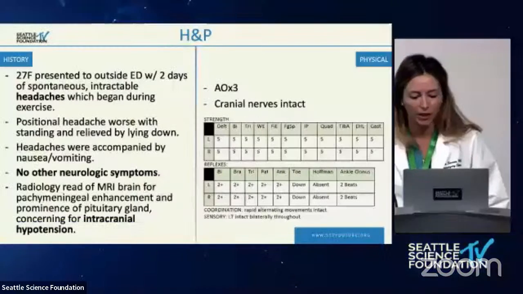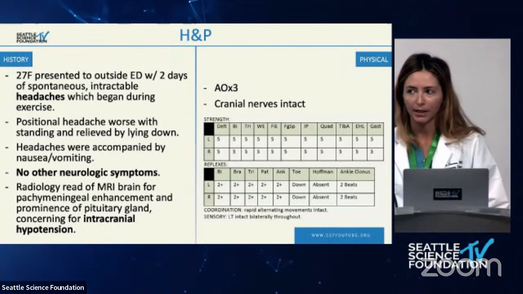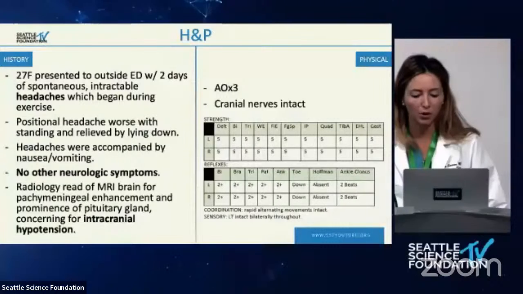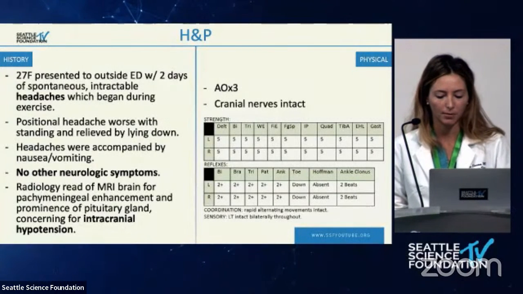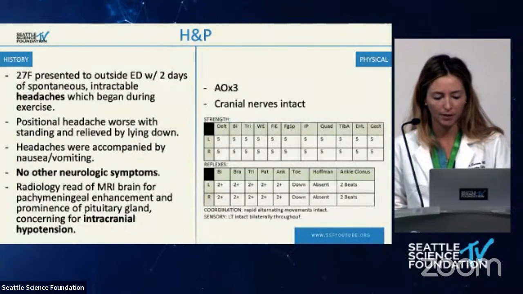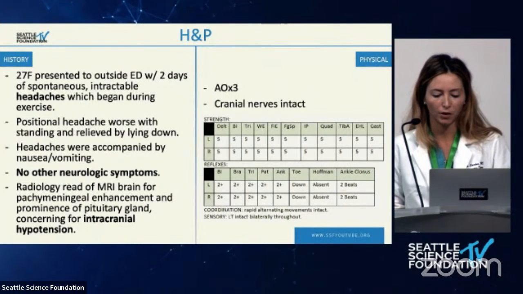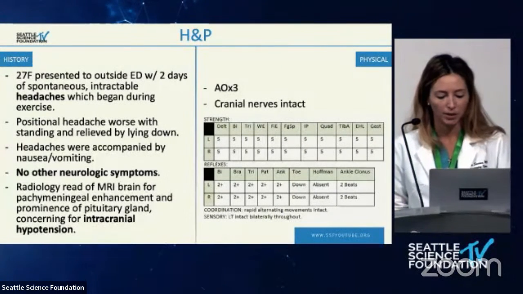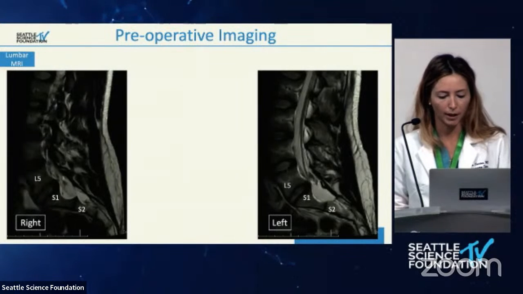So our patient's a young female. She had presented to an outside ED with spontaneous onset of positional headaches, no other neurologic symptoms. She had no neurologic deficits on exam. She got an MRI of her brain, which found pachymeningeal enhancement and prominence of the pituitary gland, 2 signs concerning for intracranial hypotension. She was then transferred to us for further workup.